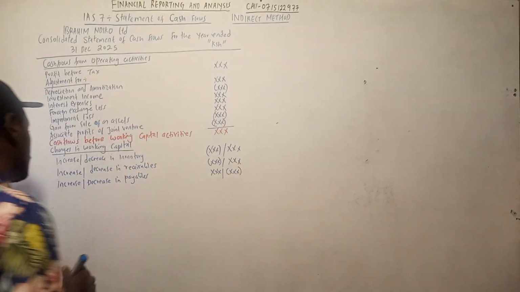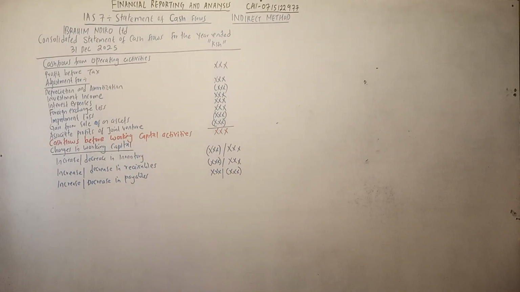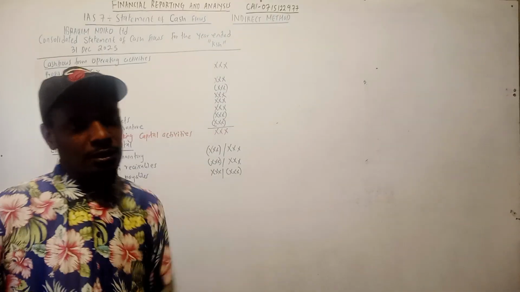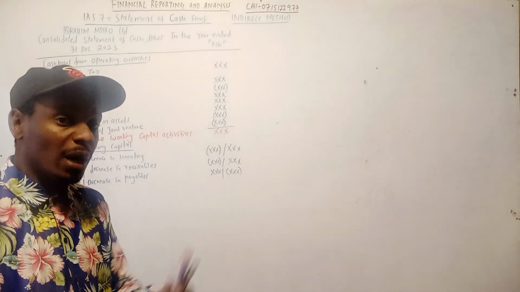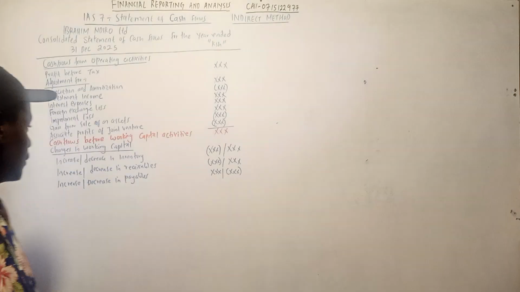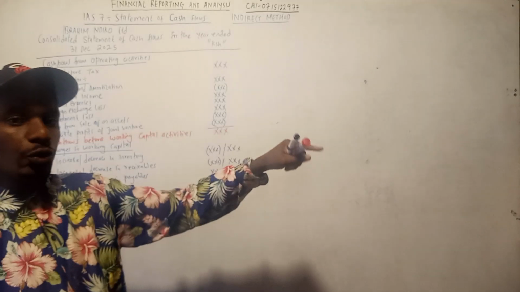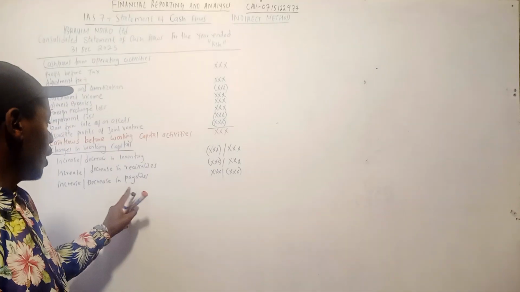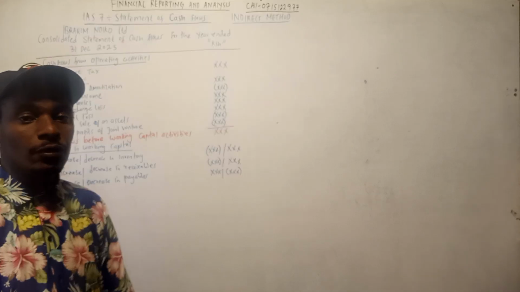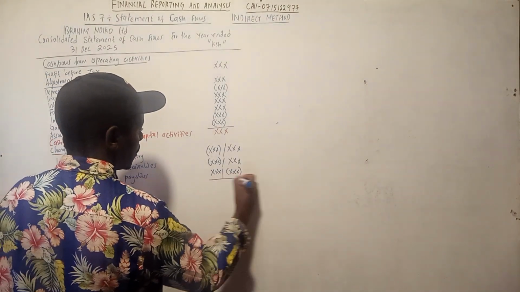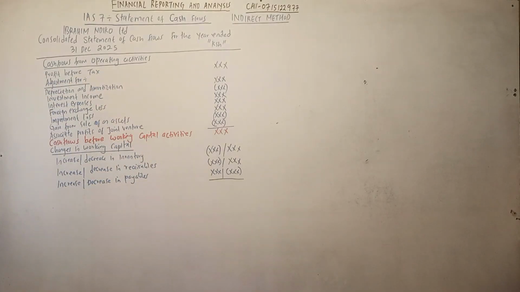How? Payables, it means when you have an increase in payables, our suppliers have given us a lot of goods, but we have not paid them. But when you have a decrease, it means we are paying them, so the account is reducing. So when we are paying them, the money is moving out. So once we have those items, we can have the total.